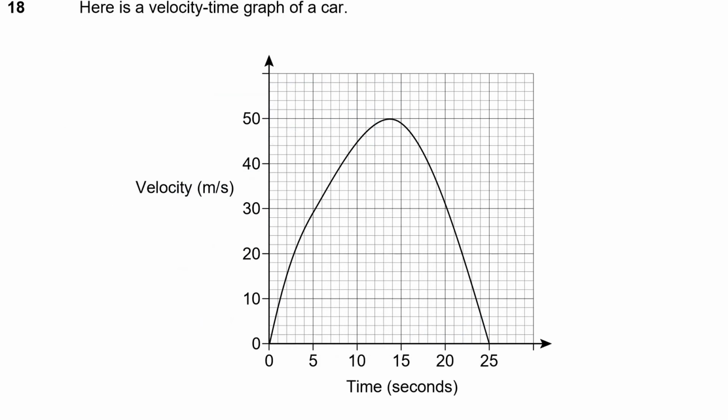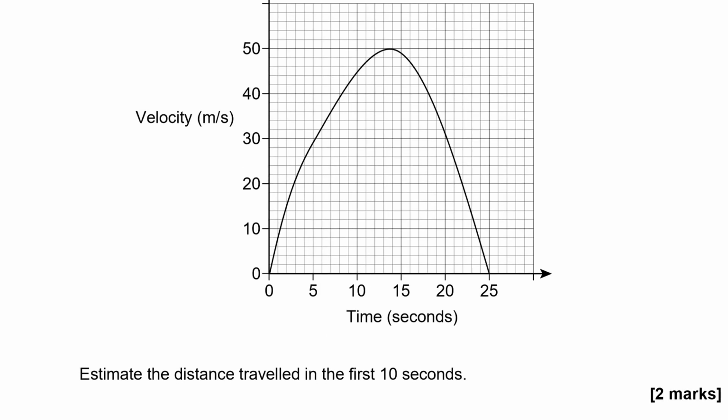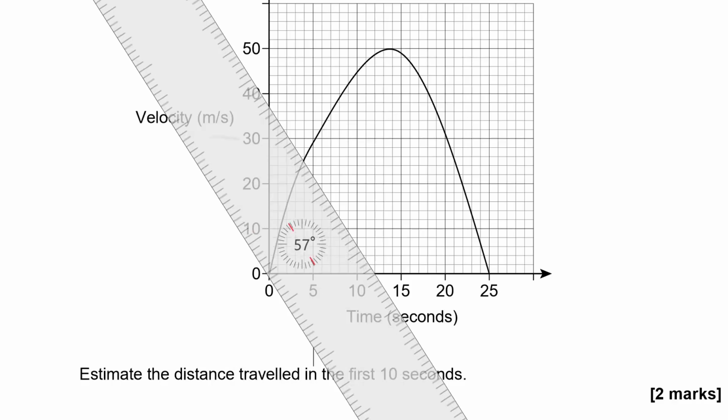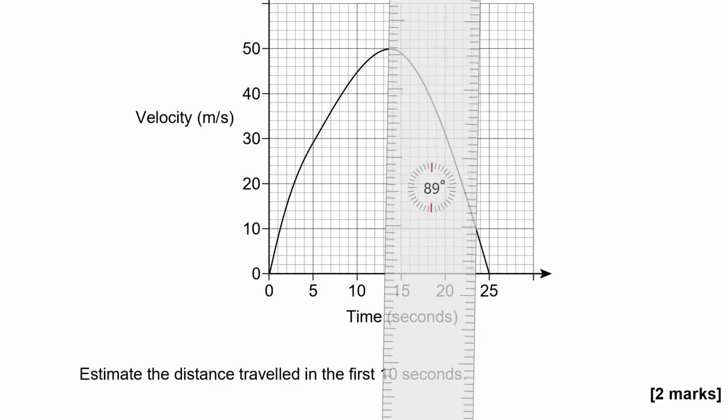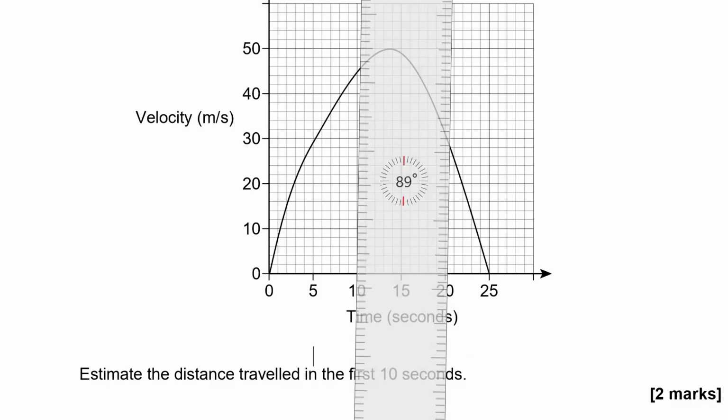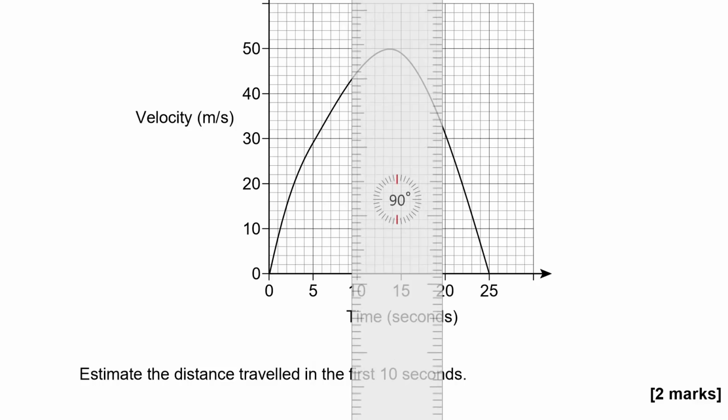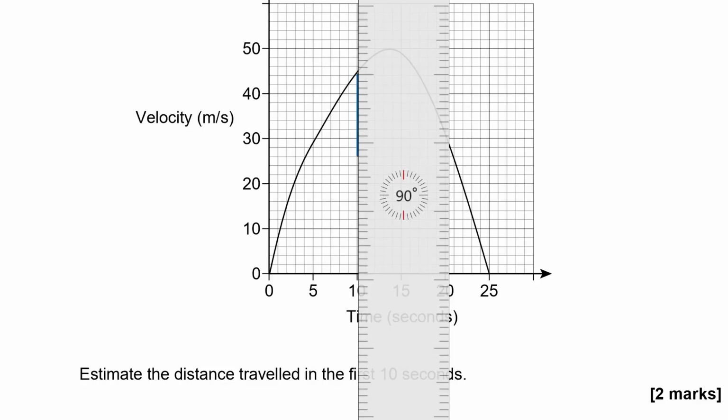Question 18. Here is a velocity time graph of a car, and we're asked to estimate the distance travelled in the first 10 seconds. Okay, so distance travelled is the area under a velocity time graph, so we need to estimate the area under the graph between 0 and 10. So we want the area under the graph to the left of this line. So we want this area in here.